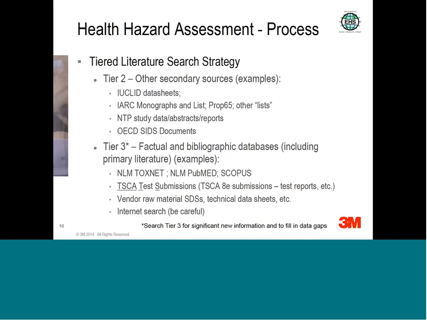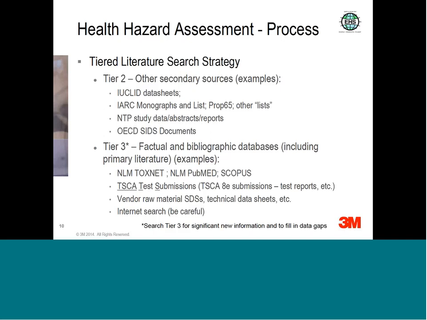And vendor raw material safety data sheets, technical data sheets. And last but not least, we also use internet searching, but please be careful. I don't have to say too much about the quality and reliability of the data. But I think when you see that it comes from a reliable company, this may be very, very useful.